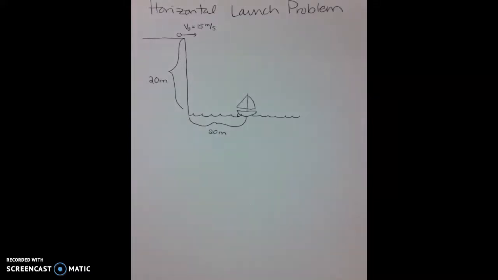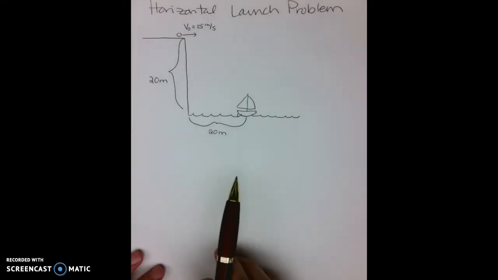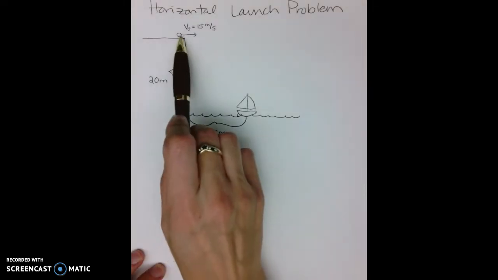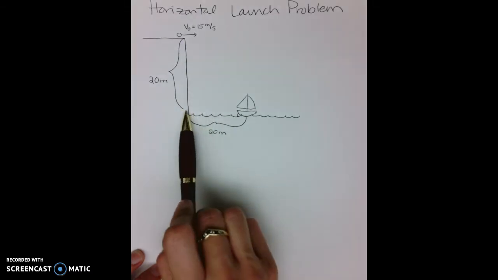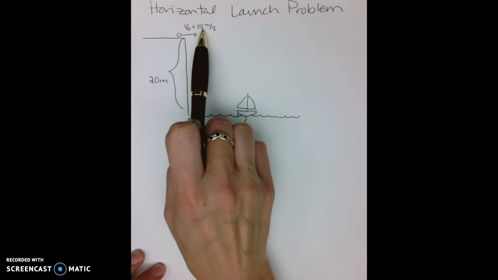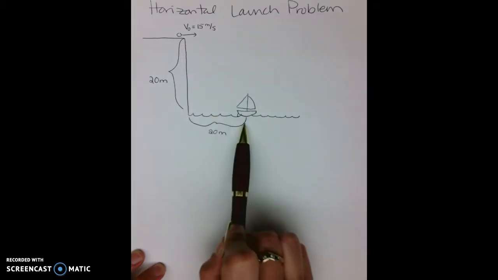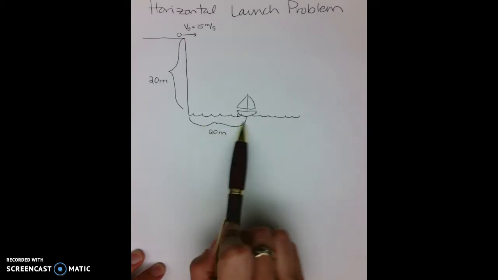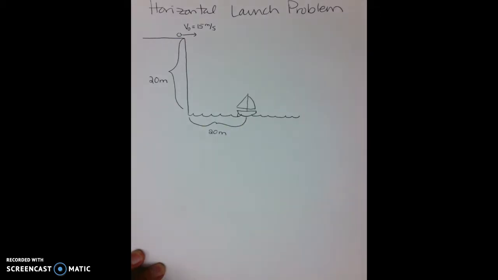All right, physics friends, here we are today, and we're going to do an example of a horizontal launch problem. I have a ball up here on this 20-meter high cliff, and I'm going to kick it at a speed of 15 meters per second, and I want to know if I can hit this boat, which is 20 meters from the base of my cliff. Okay? So let's look at what's going on here first.